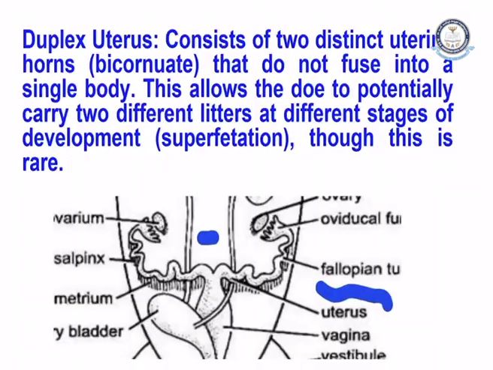Next important component is the oviduct, or the fallopian tubes. Now, these fallopian tubes are coiled tubes that capture eggs from the ovaries, and these are the primary sites where fertilization occurs. The third important component of the female reproductive system is the duplex uterus.